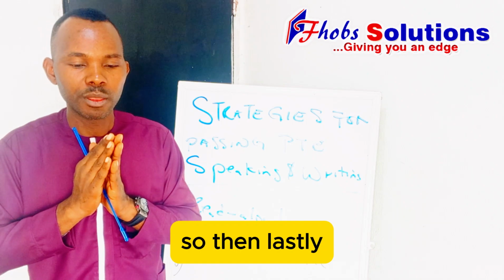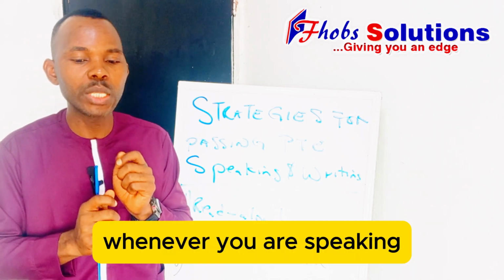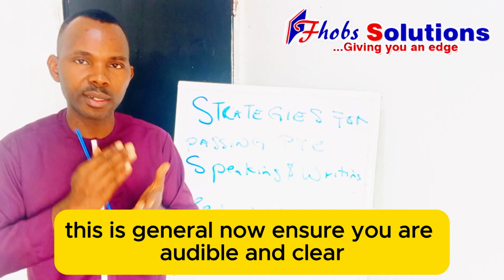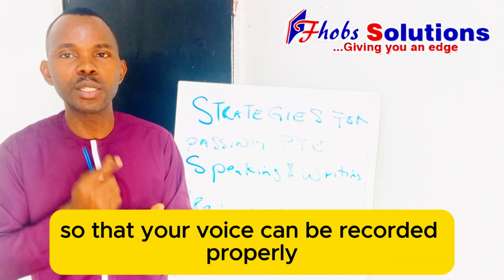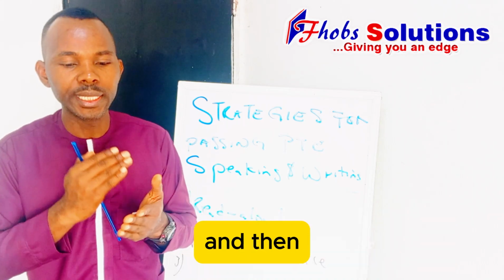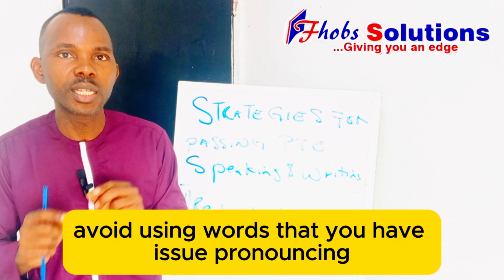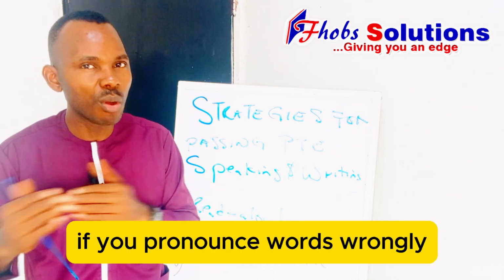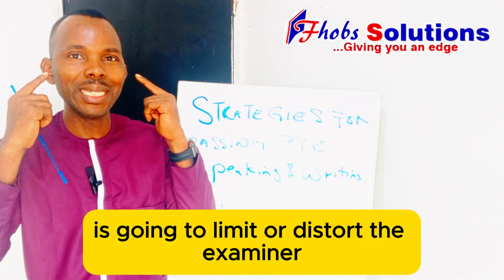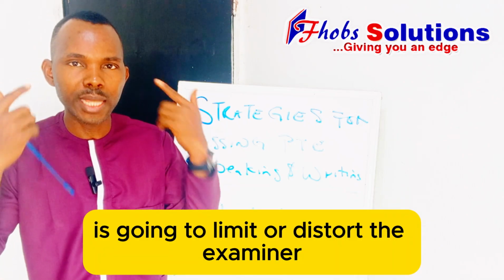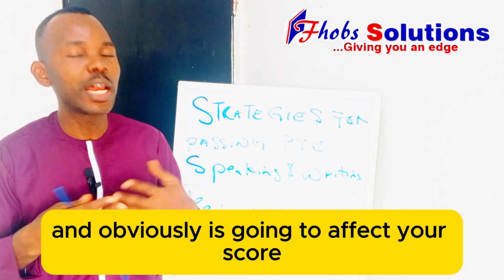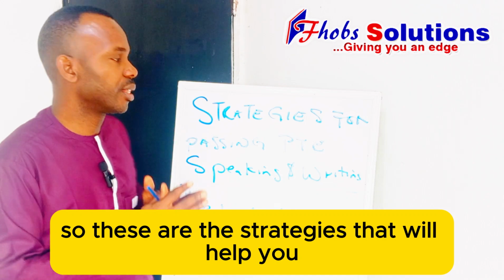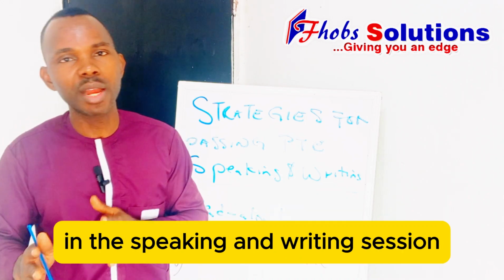Okay, so then lastly, whenever you are speaking, this is general now, ensure you are audible and clear. Ensure you are audible so that your voice can be recorded properly, and then avoid using words that you have issues pronouncing. If you pronounce words wrongly, it's going to limit or distort the examiner's understanding of what is being said, and obviously it's going to affect your score. So these are the strategies that will help you in the speaking and writing section.